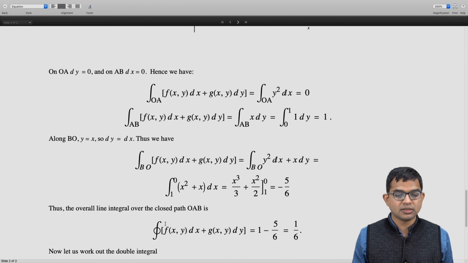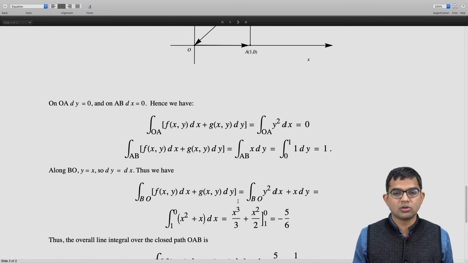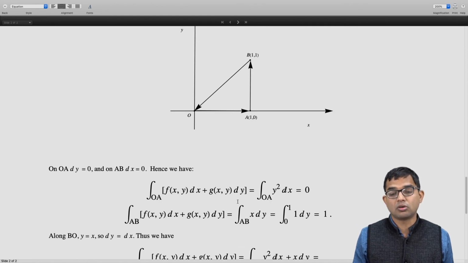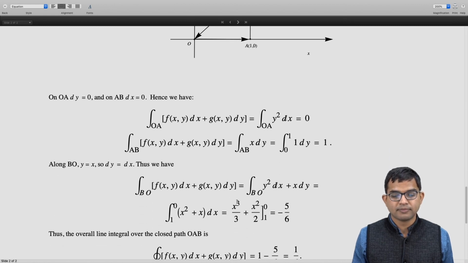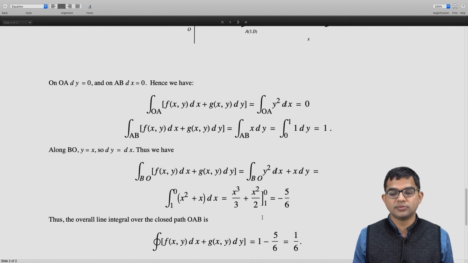So the overall line integral over this closed path OAB is 1 minus 5/6, which is 1/6. We have to add the contributions from each of these three pieces, and so we get 1/6 for the line integral.